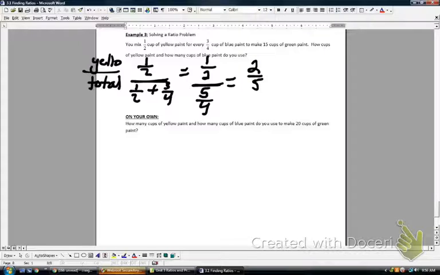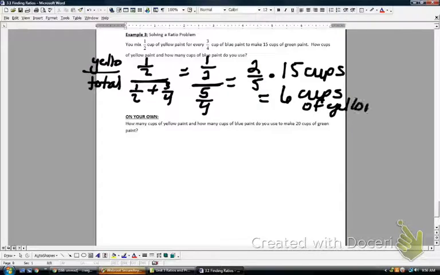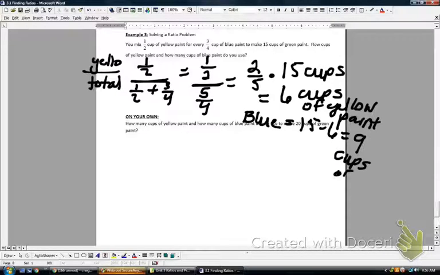So 2/5 of yellow paint. So what I need to do is I use 2/5 times the 15 cups, which means 2/5 times 15 cups is 6 cups of yellow paint. And then for the blue paint, I can do this same process with fractions all over again, but I know if I have 15 cups total and 6 cups is yellow, then I know 15 minus 6 is 9. So I need 9 cups of blue paint.